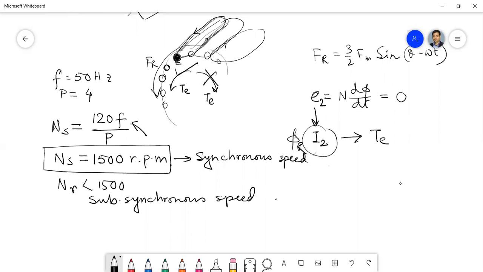And as the induction motor never rotates at synchronous speed, it is also called the asynchronous motor. It is also called the asynchronous motor because it never runs at a synchronous speed. Got it?